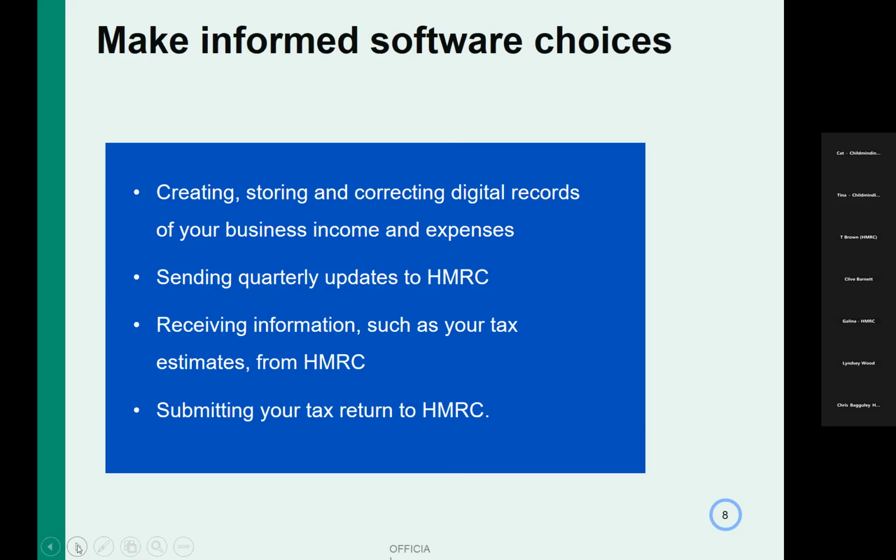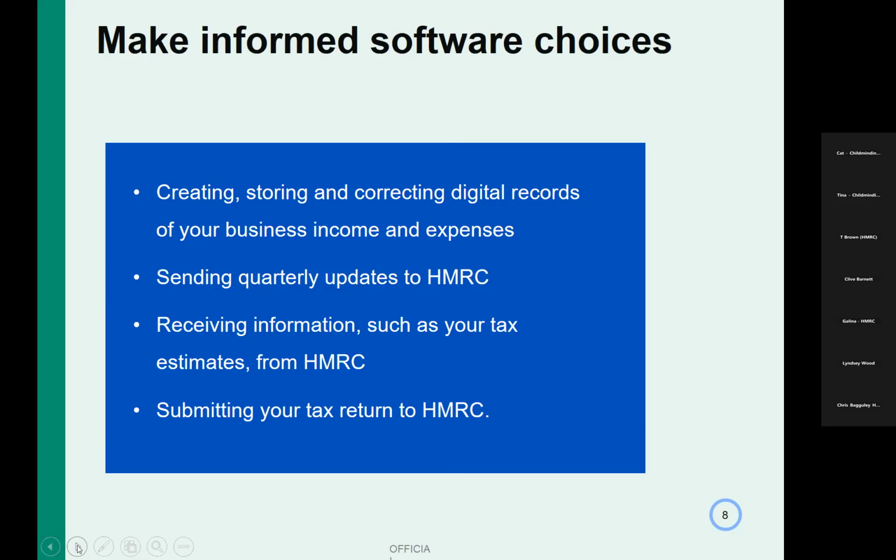It's listed on an approved and filterable HMRC page, and roughly speaking, all of the software, sometimes in combination, sometimes as single pieces of software, must be able to do the things up on that screen there. I'll reiterate them if I may. They need to be able to create, store and correct digital records of your business income and expenses. The software should then have the capability to send that for you at the click of a button in an unadjusted quarterly update to HMRC.